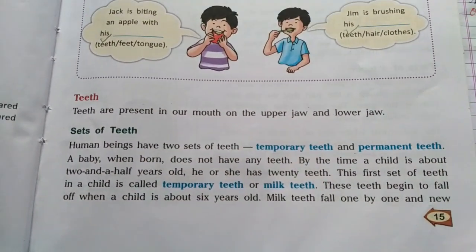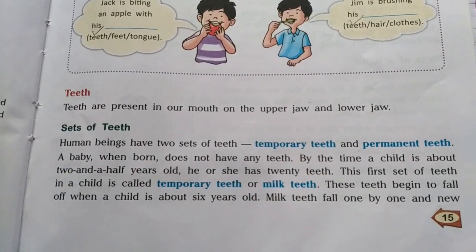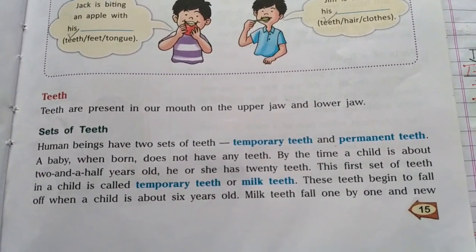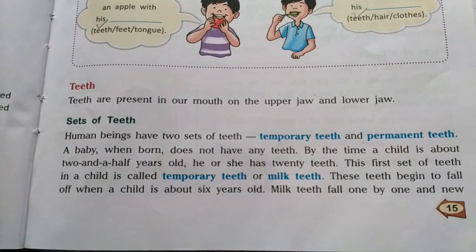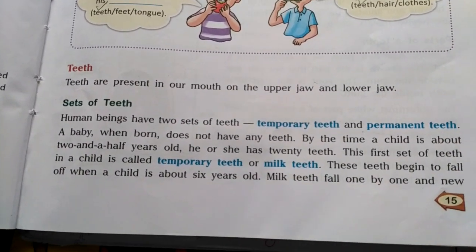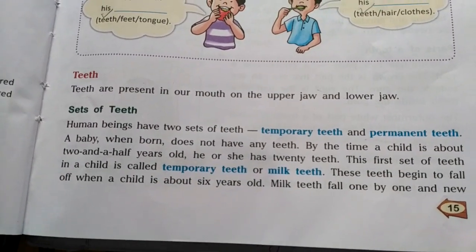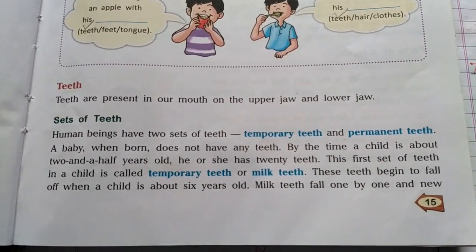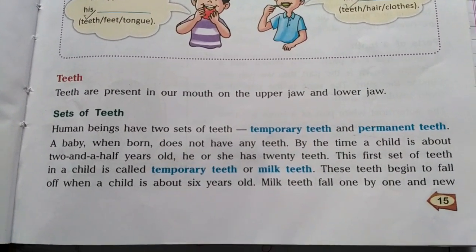And after 7 to 8 months, the first set of teeth start appearing, start growing in the baby's mouth. And that particular set of teeth is known as temporary teeth. Okay. Why is it called temporary teeth? There is a reason behind that.